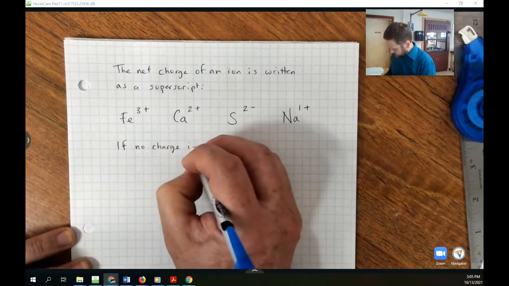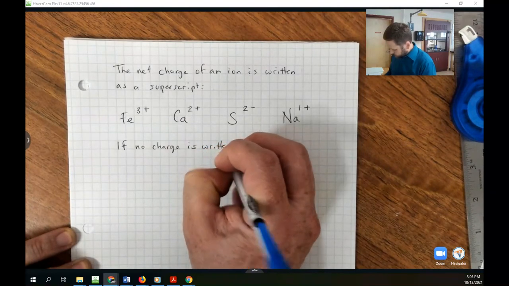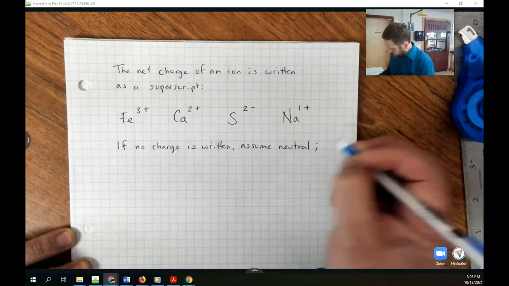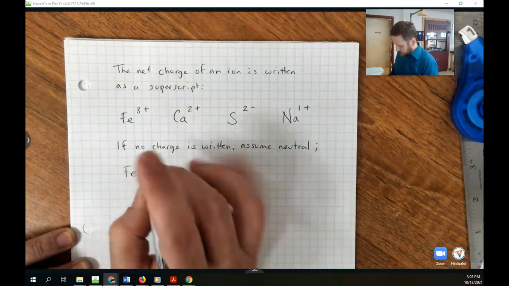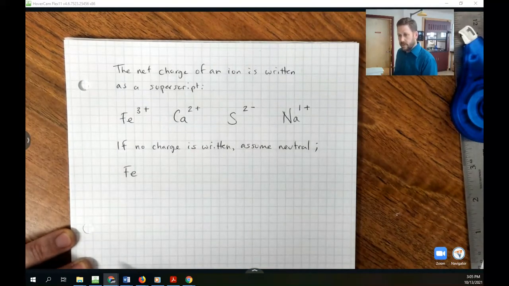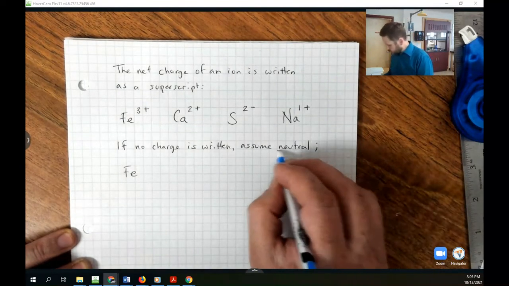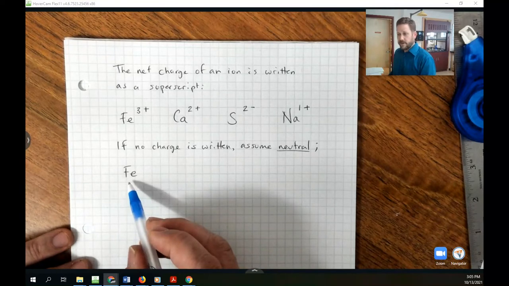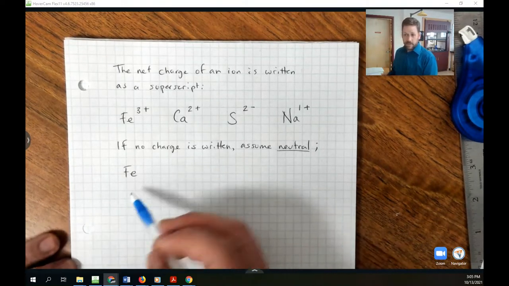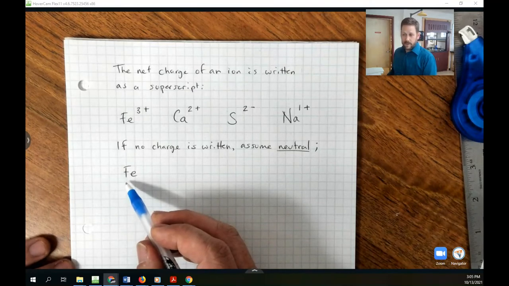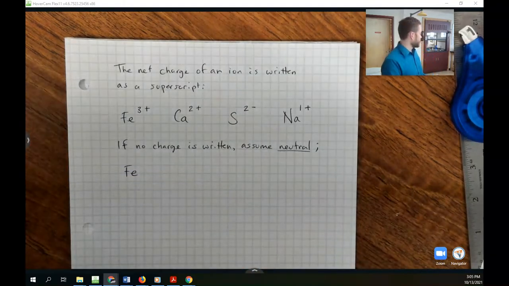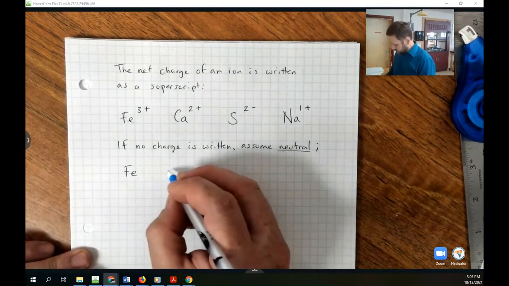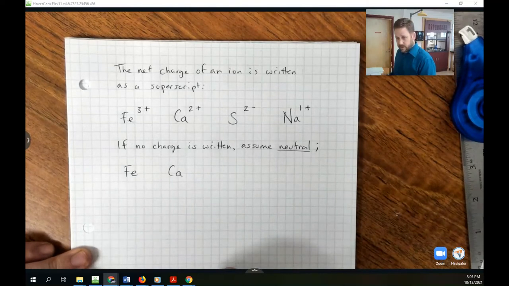If no charge is written, assume neutral. In other words, if you just see Fe, then we assume that it's a neutral iron atom. And the only way it could be neutral is if there's an equal number of protons and electrons. So iron, if you find it on the periodic table, you'll notice it is element number 26. If it's a neutral iron atom, then there must be 26 electrons to match its 26 protons, otherwise it wouldn't be neutral. So by looking at a chemical symbol, we can figure out how many protons and electrons there are.